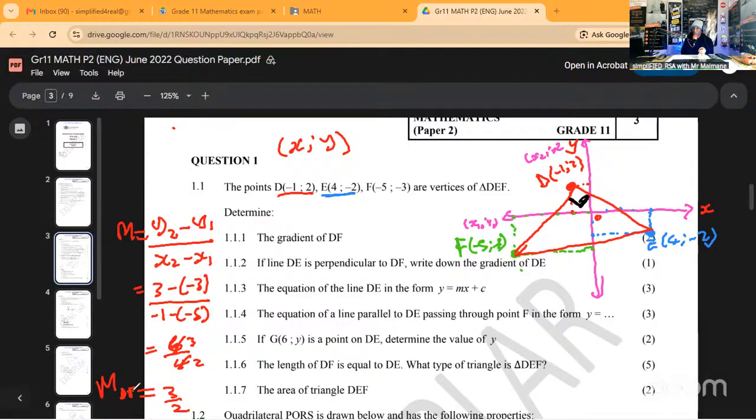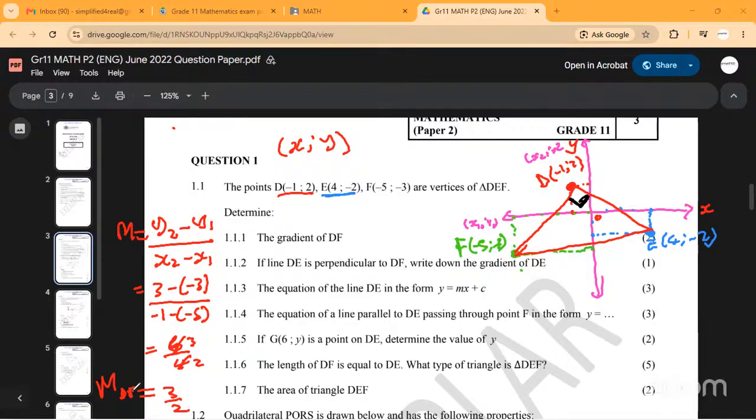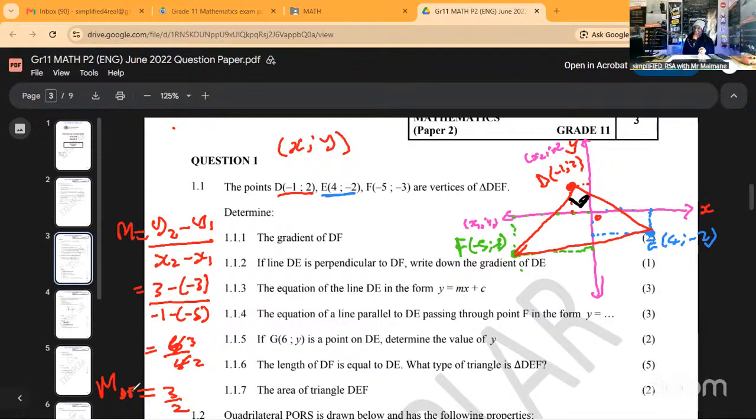I just want to make sure you're not sleeping. We do not have the same value. They will have the same gradient only when they are parallel. So parallel lines have the same gradients. Yes? Will it be 2/5? Yes.